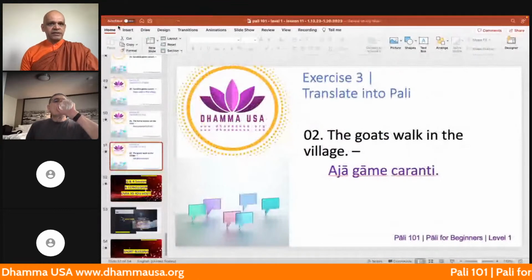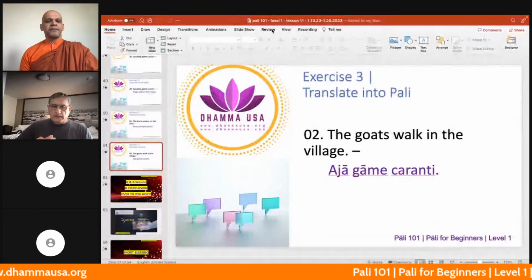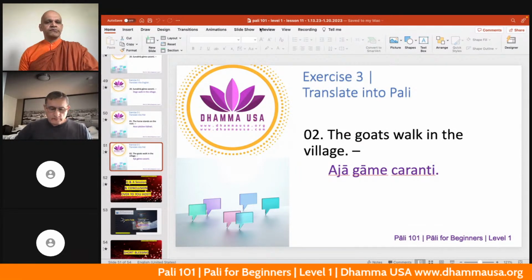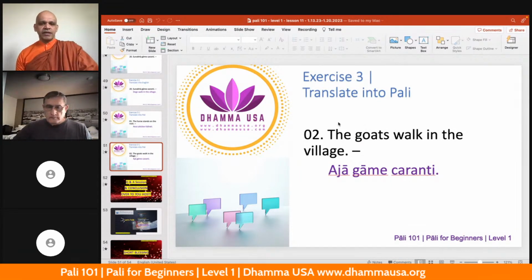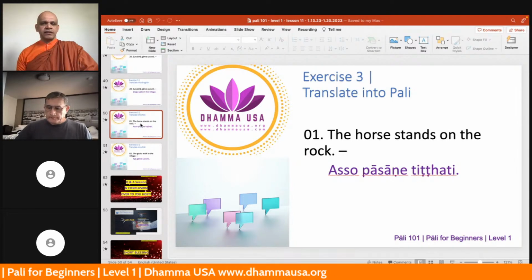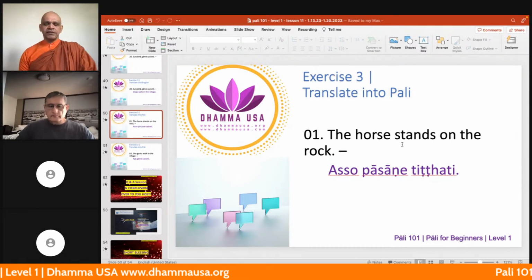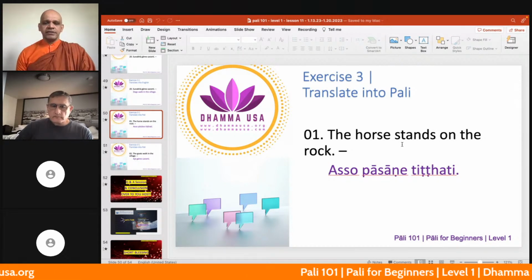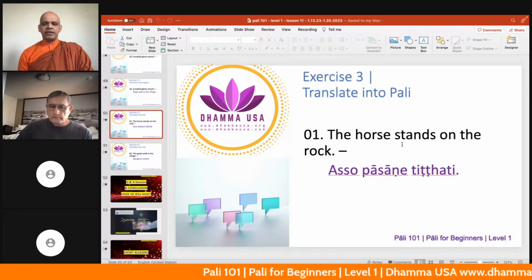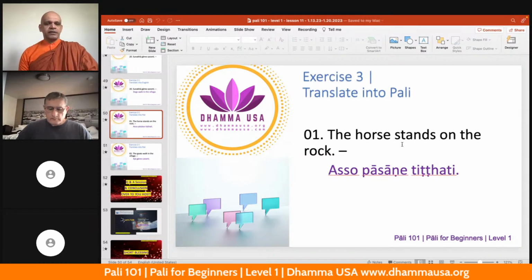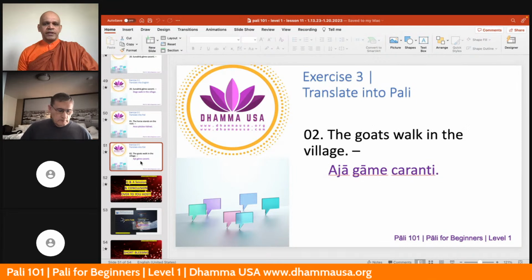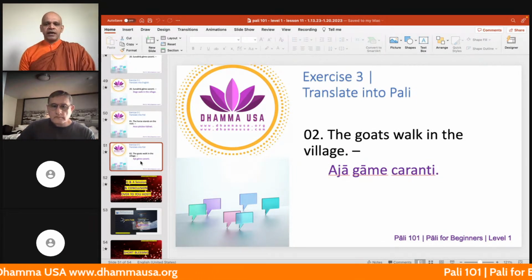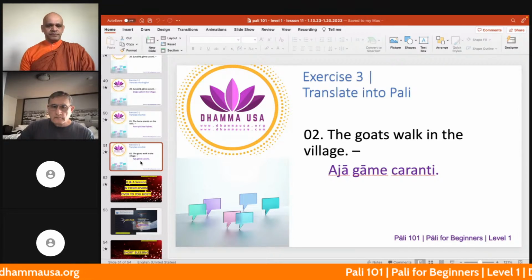Can you see the screen? Yes, Bhante. Okay. So we are here. We actually did the exercise. The horse stands on the rock. Asso pasane tittati. And the other one, the goats walk in the village. Aja game charanti.